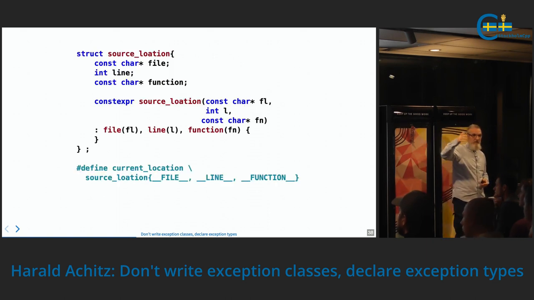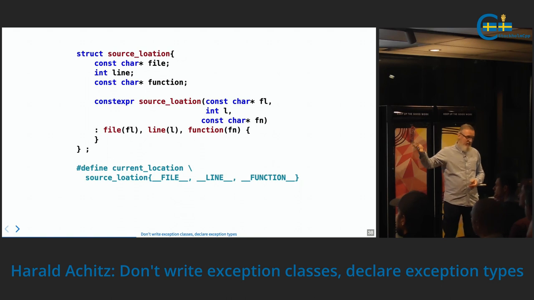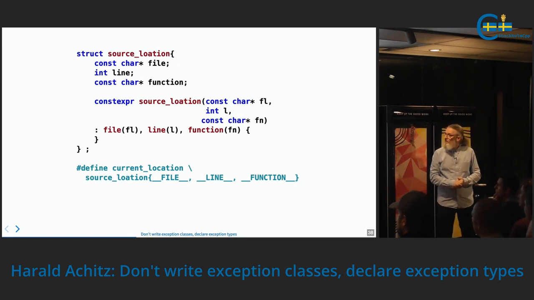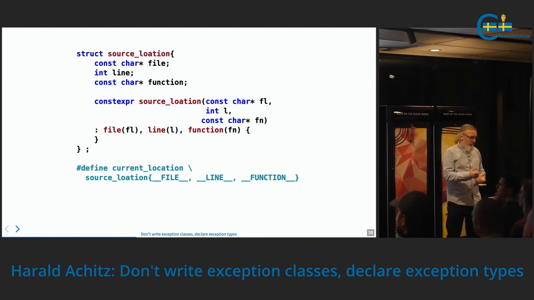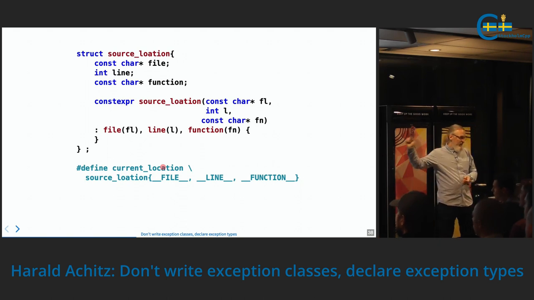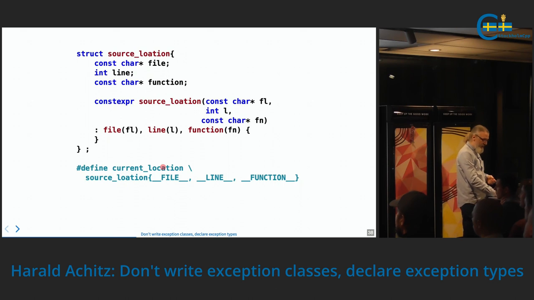This is, of course, in your code, it would look nicer. This has to fit on the slide. A constexpr class takes strings. They have static storage, so they exist at compile time. Of course, macros are still a thing, so the current location: wherever I write this, the file name and the line number at this text will be there.